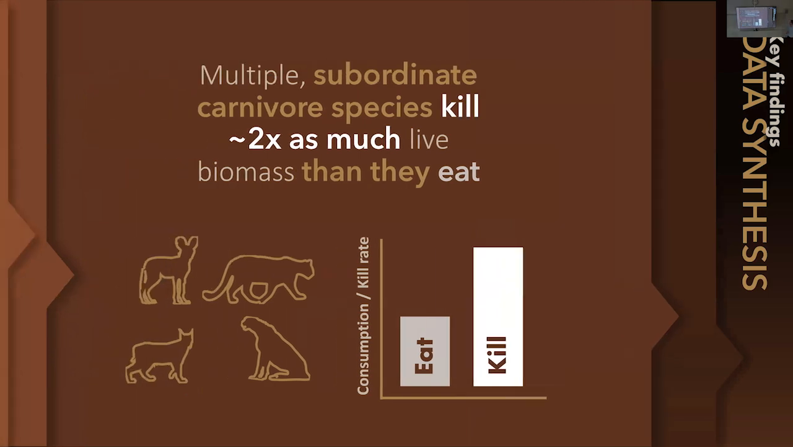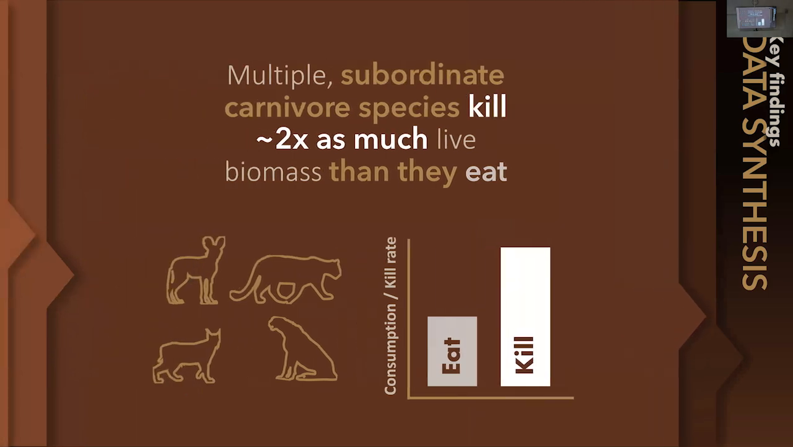We also found that multiple subordinate carnivore species kill approximately 2 times as much live biomass than they eat, and this probably relates to what I spoke about a moment ago, in that subordinate and solitary carnivores often can't defend their kills. In the case of the cat species, they seem to be able to cope with these losses relatively well, whereas African wild dogs have been found to be in lower densities where they co-occur with lions and hyenas. So they seem to be often at the limits of their hunting and fulfilling their energetic needs.